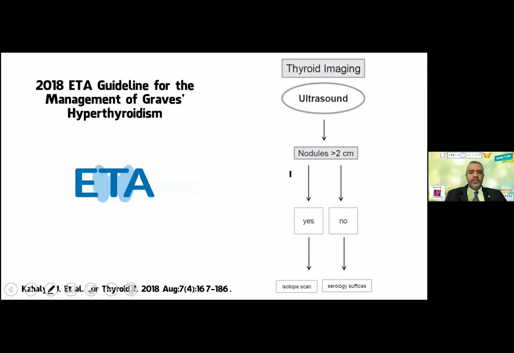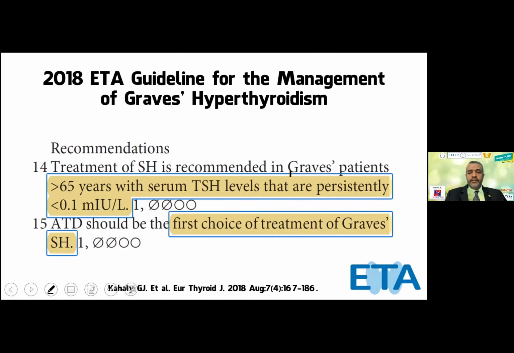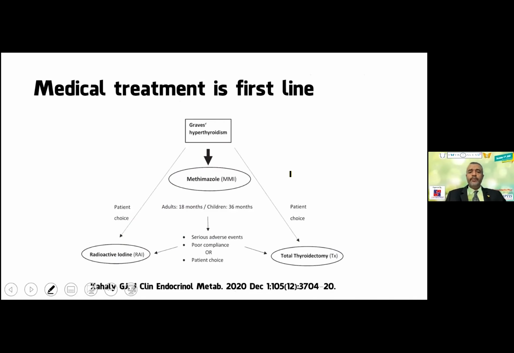What should be the treatment? Treatment of subclinical hyperthyroidism is recommended in Graves patients older than 65 years of age. And antithyroid drugs should be the first choice of treatment of Graves subclinical hyperthyroidism, which applies to our patient. So this is the stepwise approach for the medical management. For a Graves patient, you have to choose between methimazole or carbimazole, radioactive iodine ablation, or total thyroidectomy. As you can see, the arrow is much heavier for medical treatment. So this is the first choice.